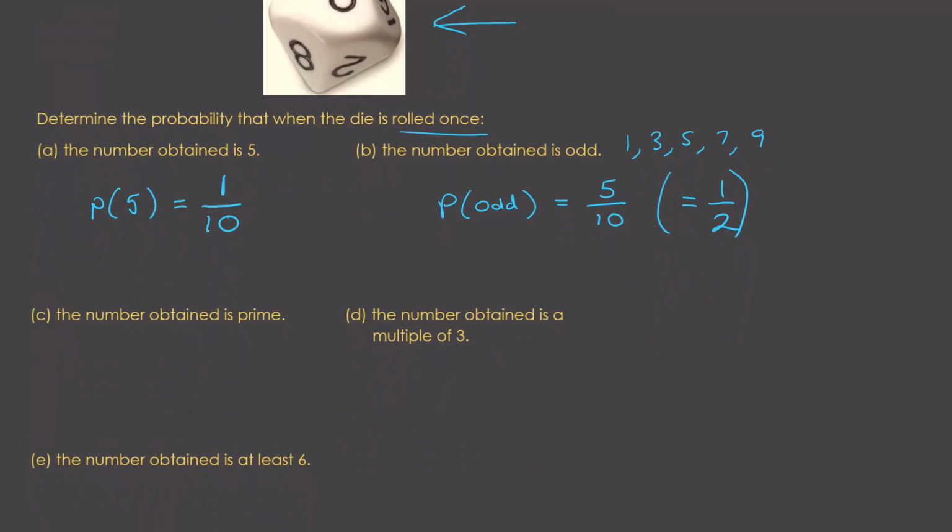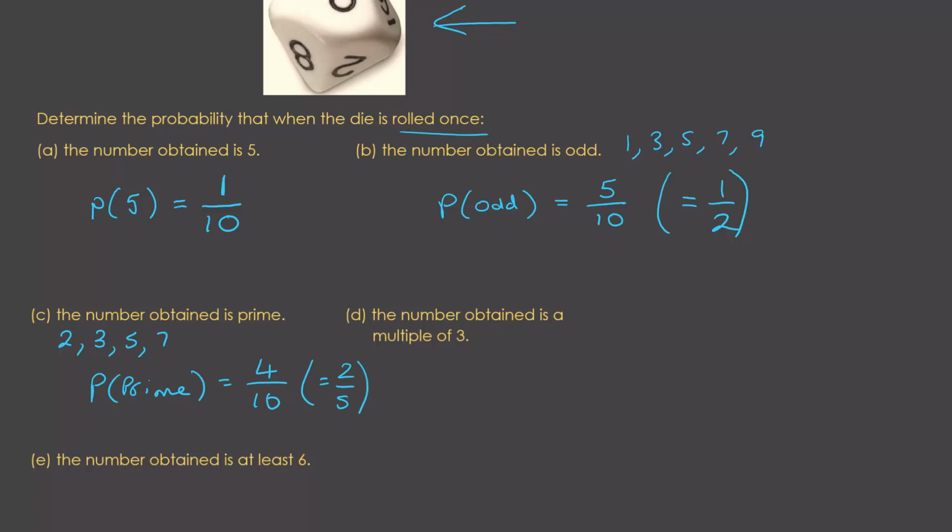The number obtained is prime. Now remember, 1 is not a prime. We went into that in the Year 7 course. 2 is a prime, 3 is a prime, 5 is a prime, 7 is. 9 isn't because 9 is 3 times 3. So the probability that we get a prime, well, there's 4 outcomes out of our 10. And again, you might be expected to cancel that to 2/5.